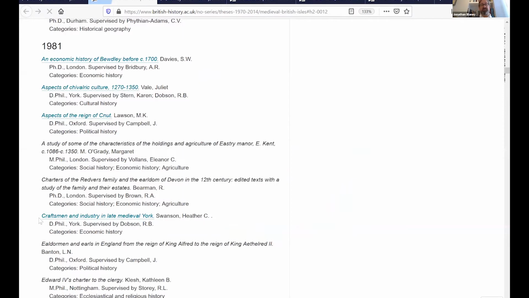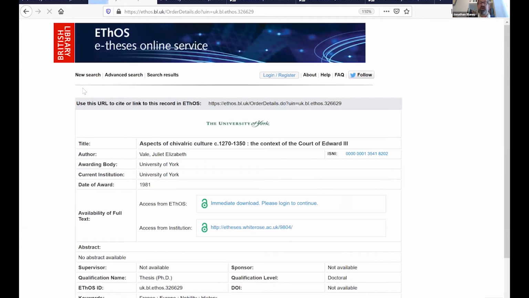Not everything has a link because we have a different scope to Ethos, but we have about 11,000 links now. If you're interested, for example, in the second one down, Aspects of Chivalric Culture by Juliet Vale, you can now click straight through to the listing on Ethos. It looks like that. With more recent theses, you also get an abstract, which is very useful.